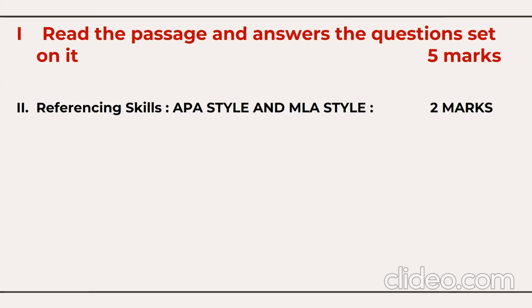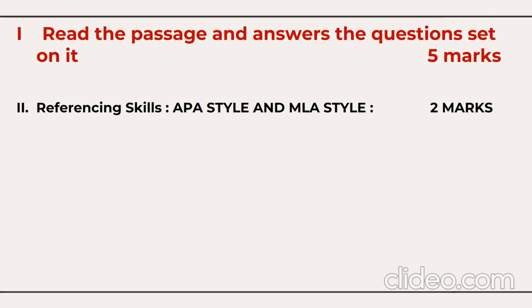The second question you have here is from the topic referencing skills. There are 2 referencing styles here. One is the APA style, one is the MLA style. APA means American Psychological Association. MLA means Modern Language Association. It means some sort of information about any book, any title, any paper: how do you organize it? To organize that information, you have 2 styles, APA or MLA. Whichever you like, you can opt for any one here and you can get 2 marks.